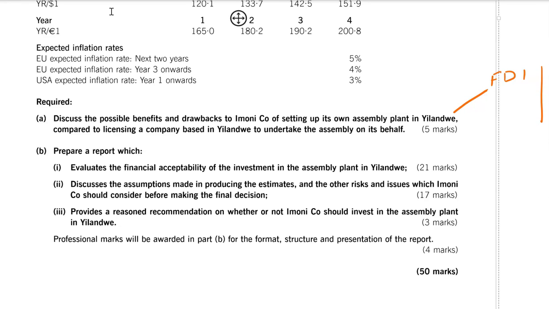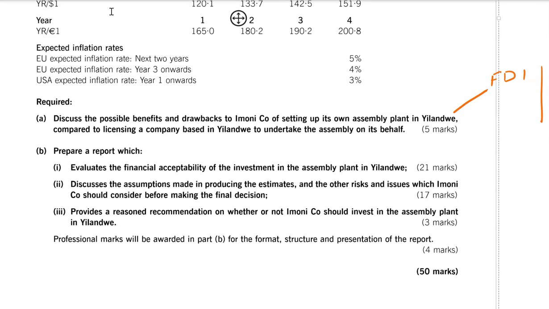Then in part B, prepare a report which evaluates the financial acceptability of the investment in the assembly plant in Yilandwe. In part B, we are going to discuss the financial acceptability of the investment in the assembly plant in Yilandwe. 21 marks. And in the second part, discuss the assumptions made in producing the estimates and the other risks and issues which the company should consider before making the final decision.